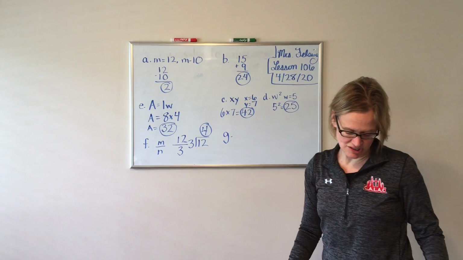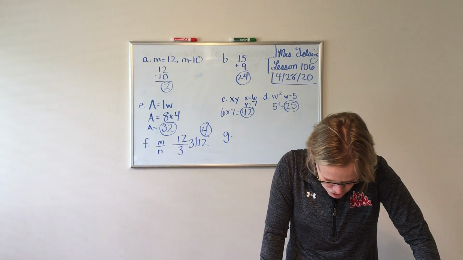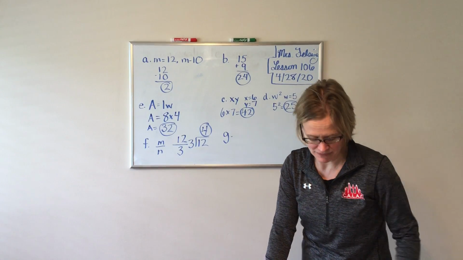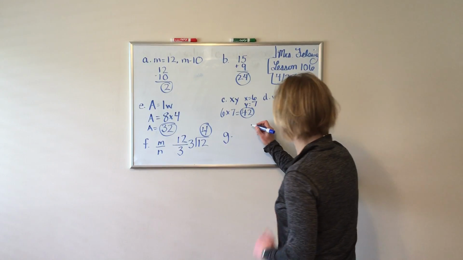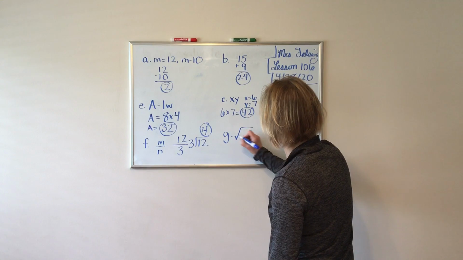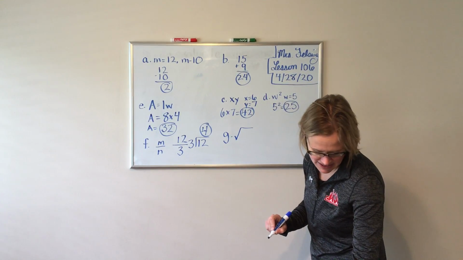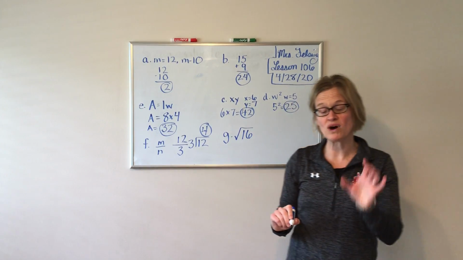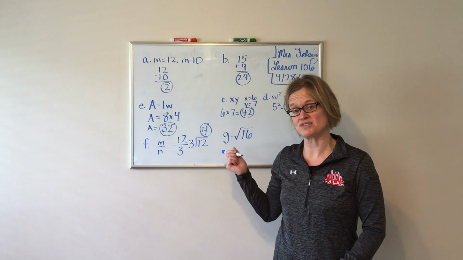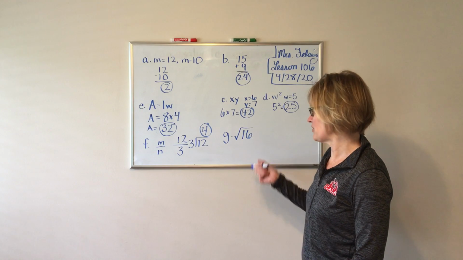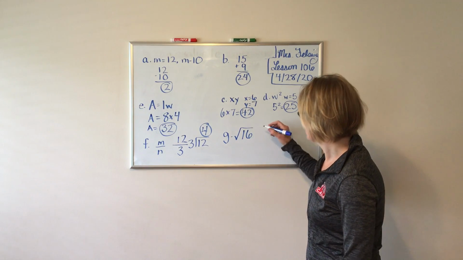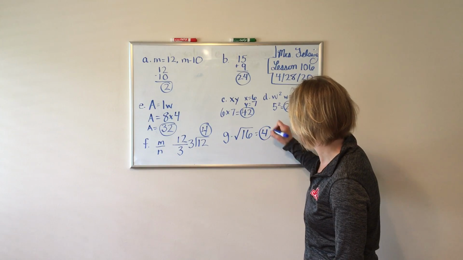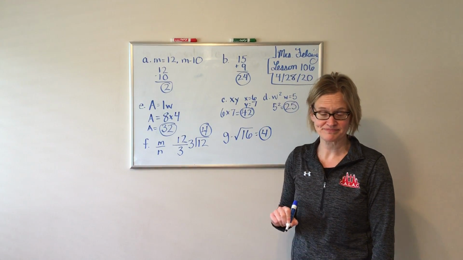And last but not least, G. Find the value of the square root of t when t is 16. Okay, so the square root of t, and we said t is 16. What is the square root of 16? So in other words, what number times itself equals 16? Well, we know that 4 times 4 equals 16. So our answer is 4.